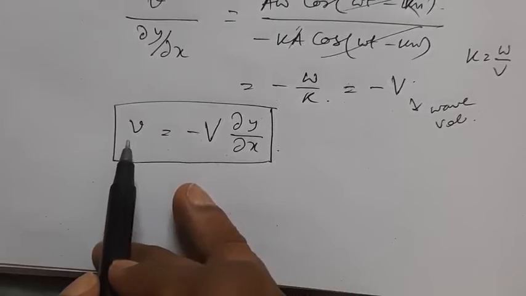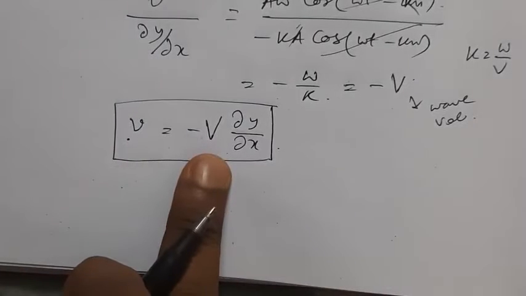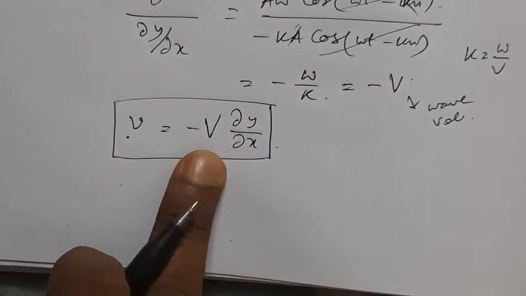So this small v was the particle velocity. This small v was the particle velocity. The capital V is the wave velocity.